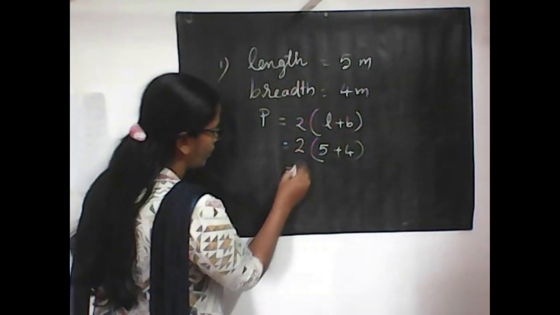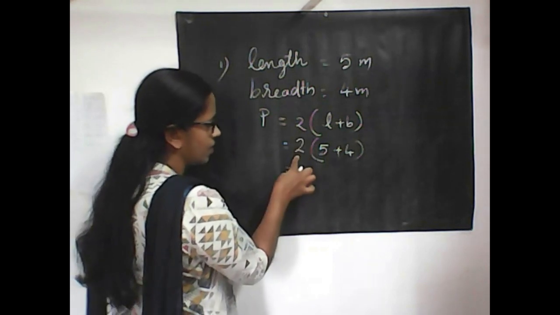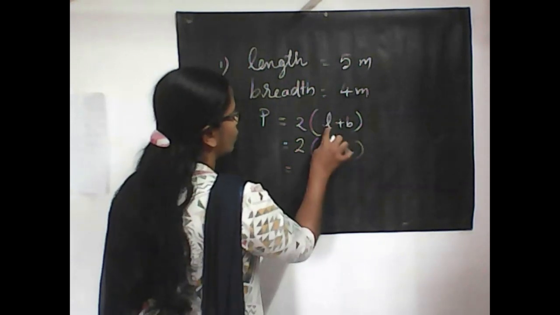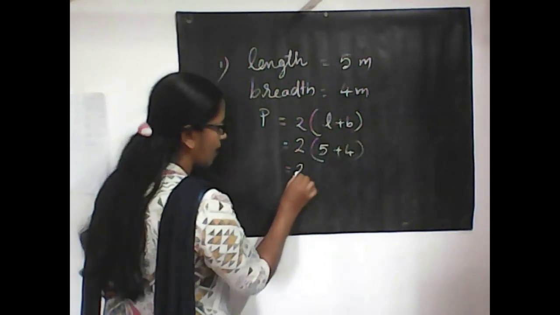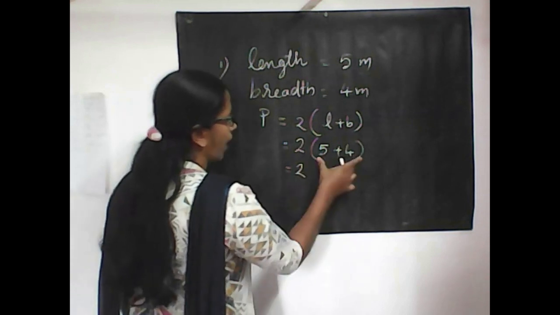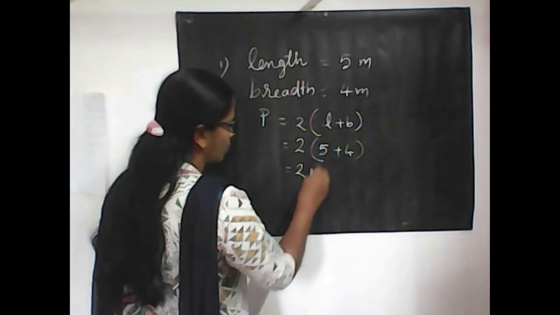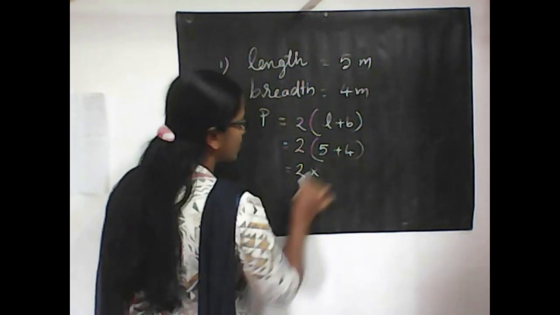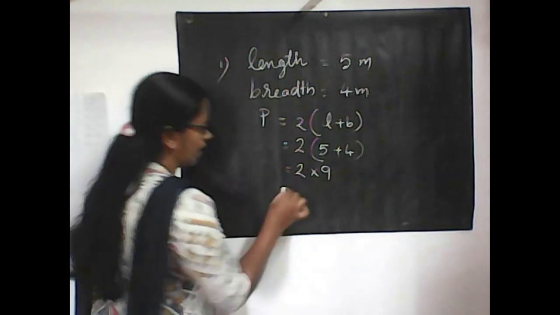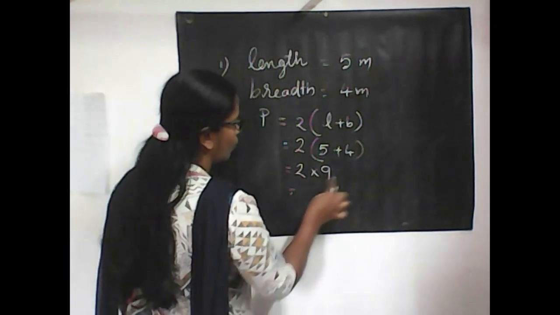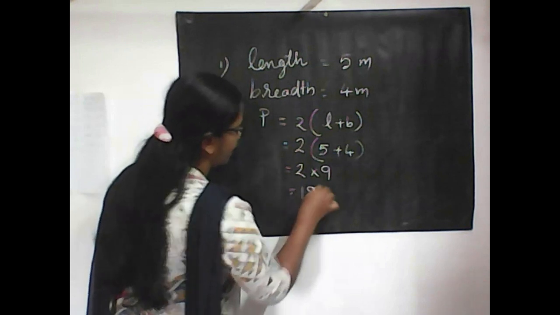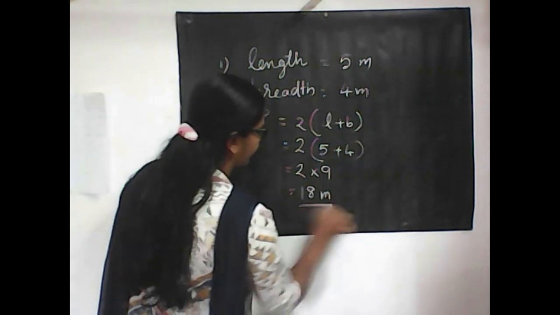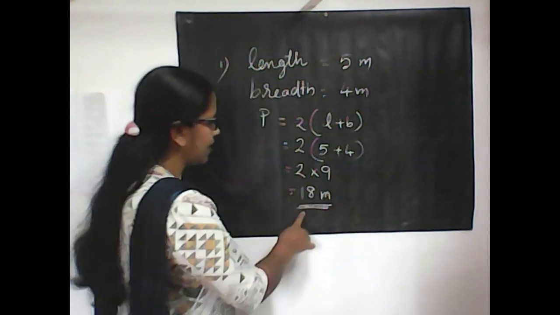Okay, next step. See how many steps? First step is the equation. Second step is we are giving 5 and 4 for length and breadth. Next step, 2 as it is. Okay, see the bracket means it is multiplication, into. So, put it like this. Then first you have to add this. 5 plus 4 is 9. Next step, multiply these two. 2 into 9 is 18. 2 9s are 18. What is the measurement unit given? Meter. So, write meter. So, answer is 18 meter.